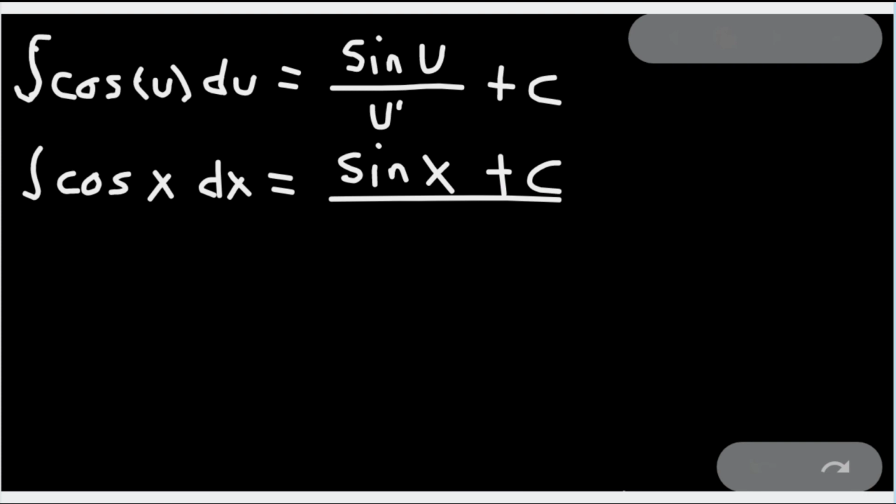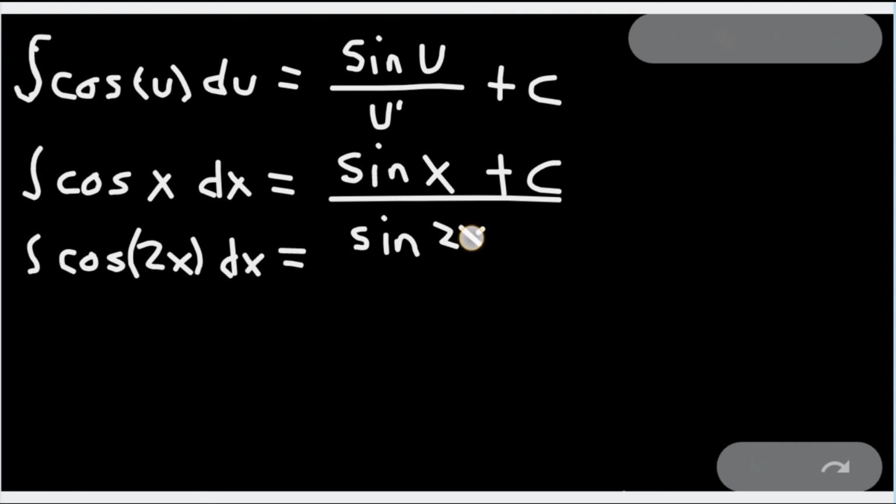Let's say we have another example. What if we have cosine 2x dx? The value of u here is 2x. So what we have is sine 2x over the derivative of 2x, which is 2, plus c. So that is our final answer.